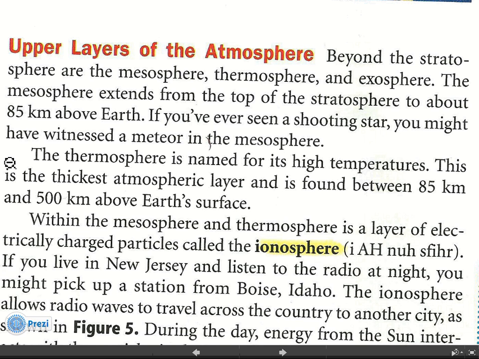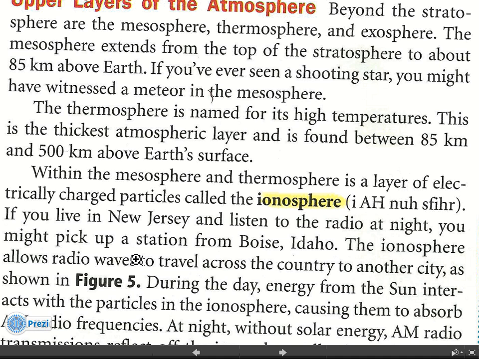The thermosphere is named for its high temperatures. This is the thickest atmospheric layer and is found between 85 kilometers and 500 kilometers above Earth's surface. Now, within the mesosphere and thermosphere is a layer of electrically charged particles called the ionosphere. If you live in New Jersey and listen to the radio at night, you might pick up a station from Boise, Idaho. The ionosphere allows radio waves to travel across the country to another city, as shown in figure 5.